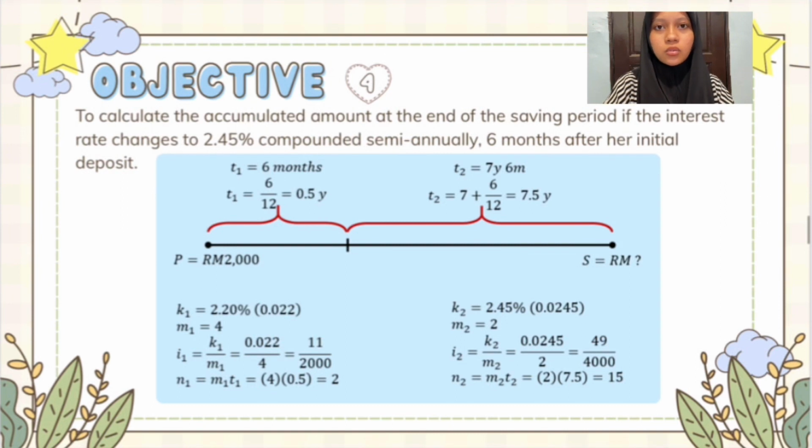I2 equals K2 over M2 equals 0.0245 over 2 equals 49 over 4000. For N2 equals M2 T2 equals 2 multiplied by 7.5 equals 15.